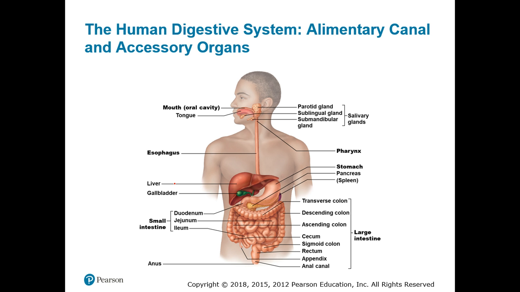So here's a picture of our human digestive system. It has a lot of the alimentary canal and accessory organs labeled. I have actually put this in your notes this time, so when I refer to different structures, you can kind of find them on the image.